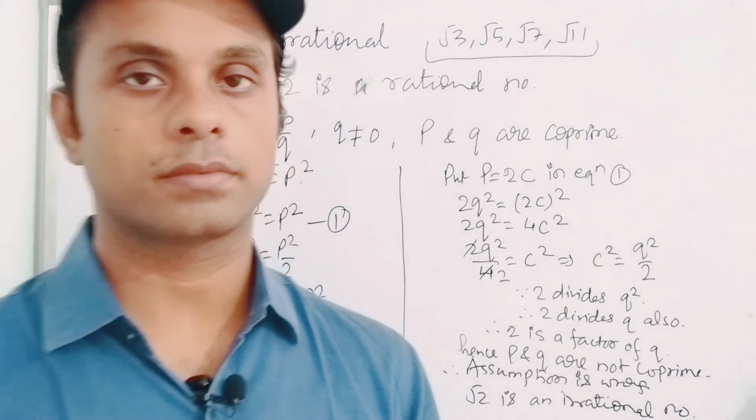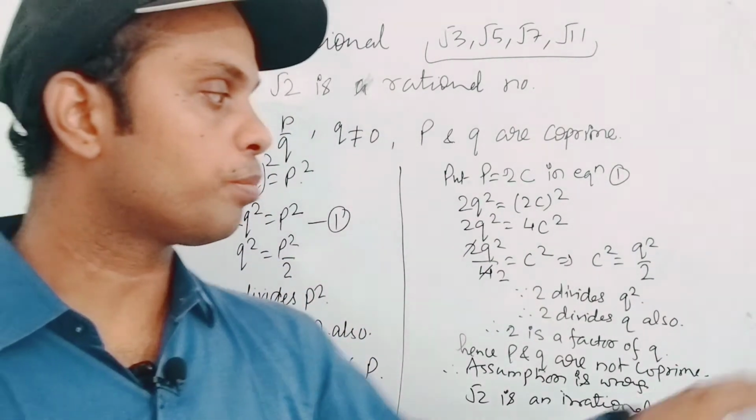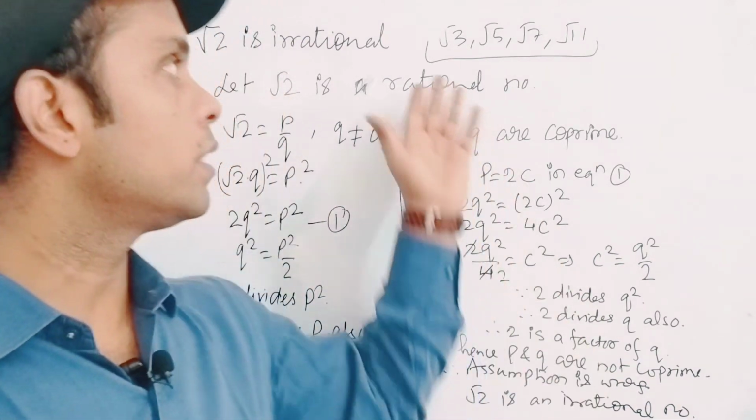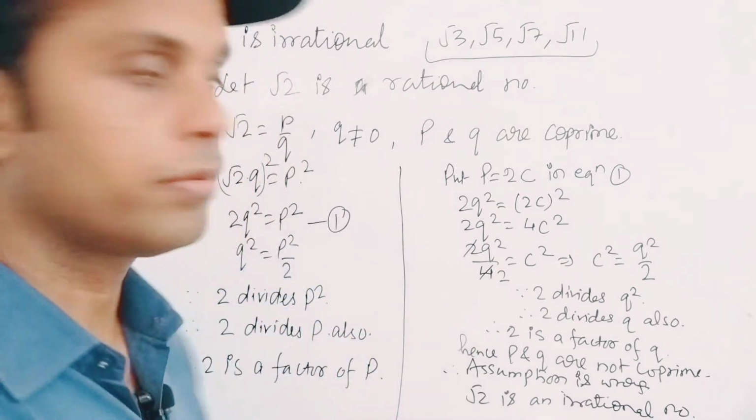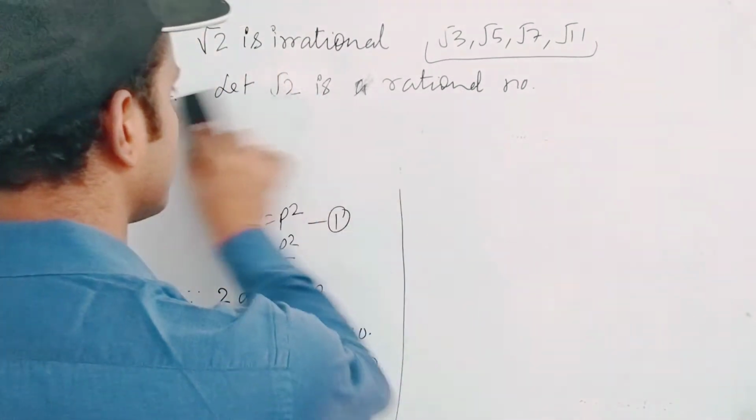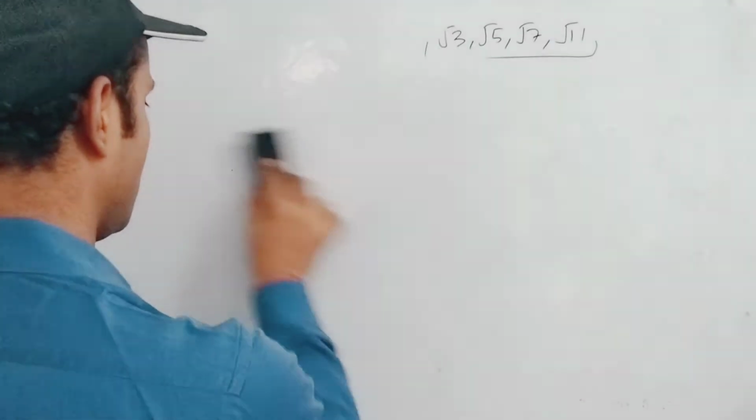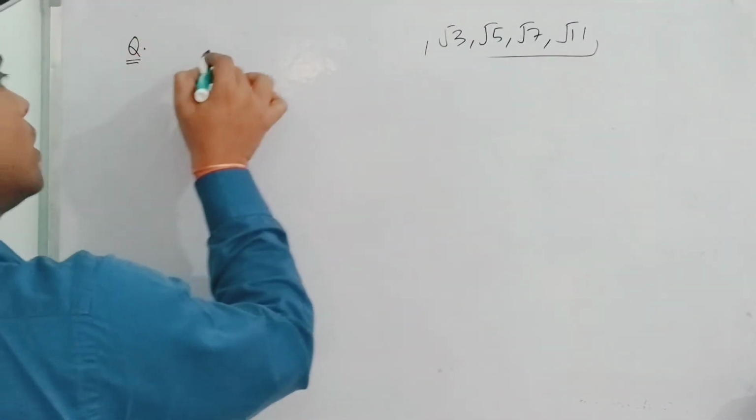You please practice these questions in a similar fashion at home. Okay, so now what is next? How to prove other numbers irrational if these numbers are already given irrational? Like for example, suppose I give you a question, this is a very important question and frequently asked in 10th boards.